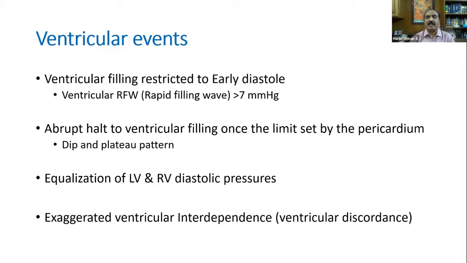Ventricular events, as I said, the ventricular filling is restricted to early diastole. When there is a rapid filling wave, which is more than 7 millimeters, that is one of the criteria to diagnose a restrictive physiology. Abrupt halt of ventricular filling once the limit is set by the pericardium. This will lead to a dip and plateau pattern or the square root sign. Equalization of the LV and RV diastolic pressures, as we know that there is equalization of pressures in all the chambers. And exaggerated ventricular interdependence, or what is called ventricular discordance. We will see one of the tracings and discuss.